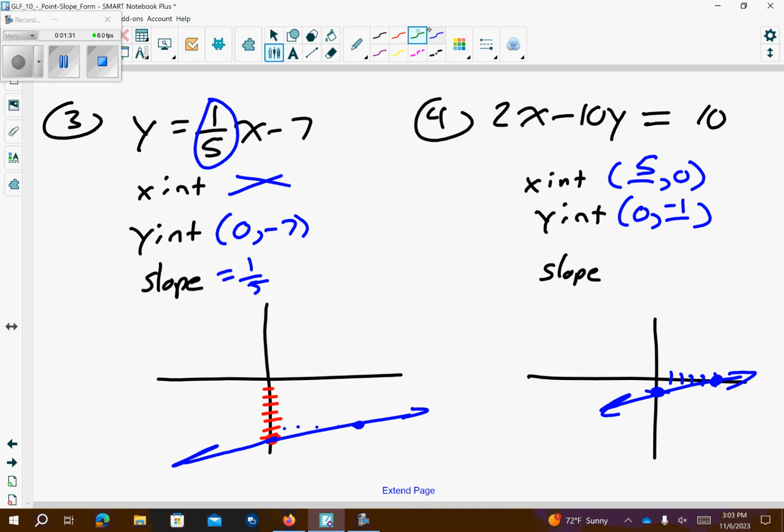And then when I want to find the slope, these are my y values. So -1 minus 0 is -1. 0 minus 5 is -5. Negative over negative is positive, so this is my slope.